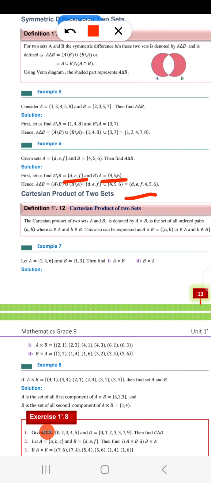Cartesian product of two sets. The next title is definition 1.12, Cartesian product of two sets. The Cartesian product of two sets A and B is denoted by A cross B. It is the set of all ordered pairs (a, b) where a is an element of A and b is an element of B. This can also be expressed as A cross B = {(a, b) : a is an element of A, b is an element of B}.